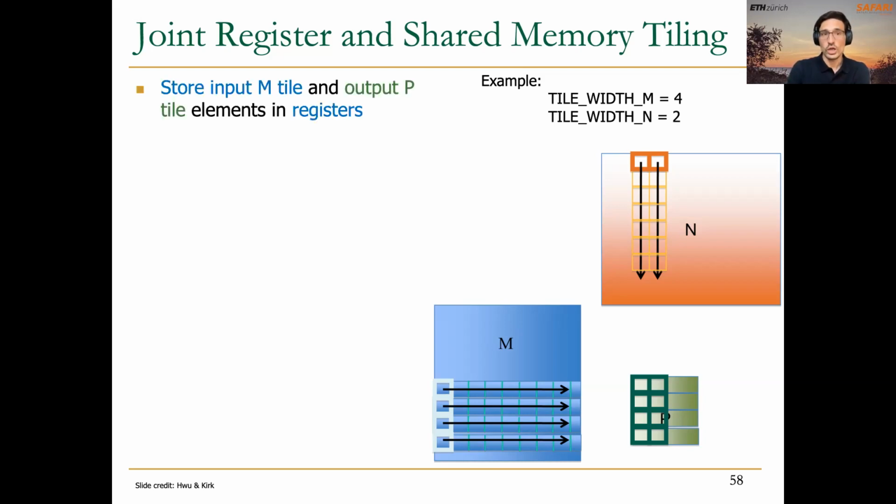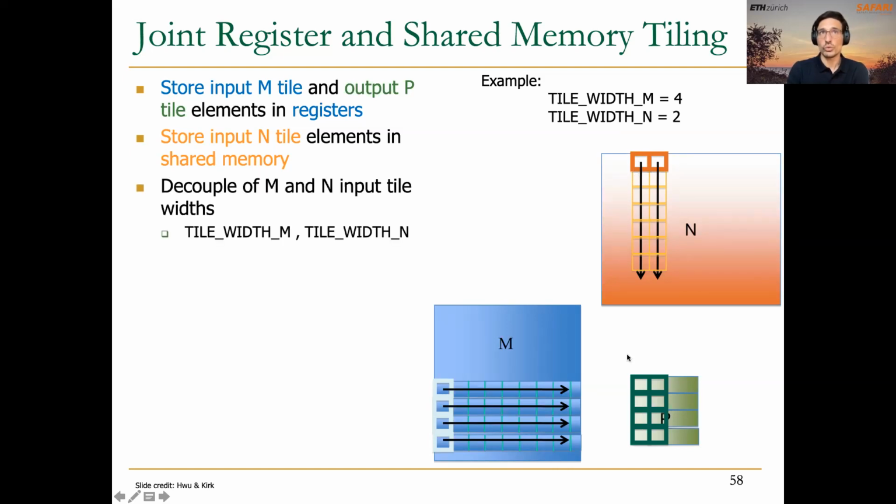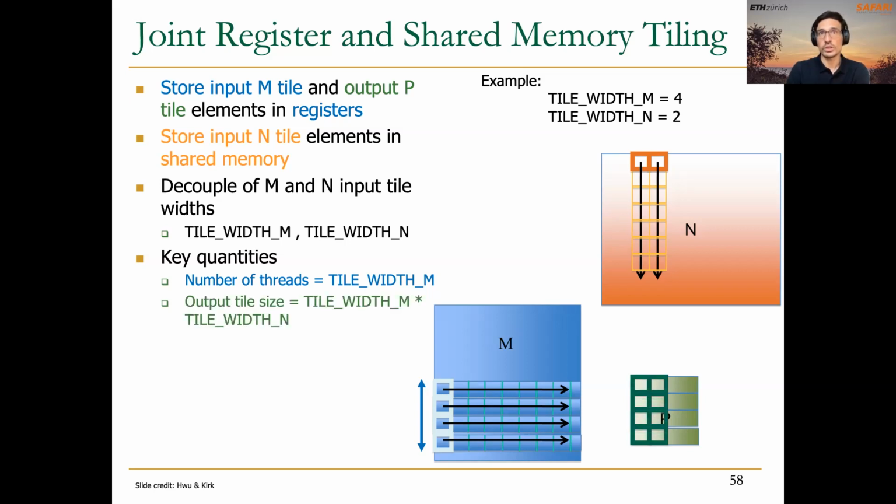First of all, we are going to store elements of the input matrix M and the output P into registers. We are going to store elements of the matrix N into the shared memory. So these ones here go to registers. Also here, these ones go to registers, and these ones go to shared memory. Then observe that we decouple the M and N input tile widths. They have different sizes, but these sizes are related to some key quantities, for example, the number of threads. So tile width M is equal to the number of threads that we are using in the thread block, and the output tile size is tile width M times tile width N.